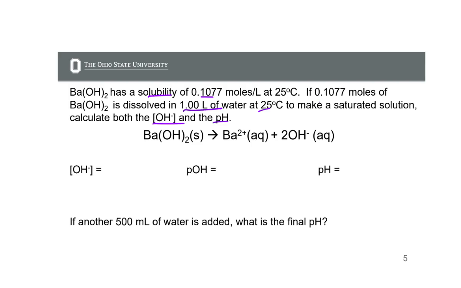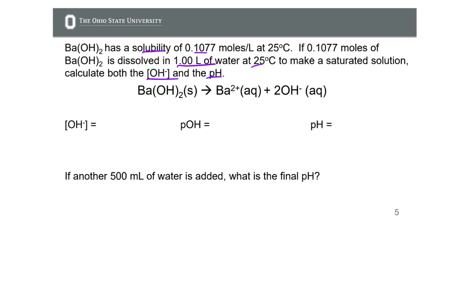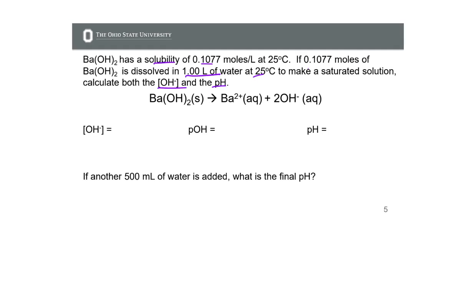Keep in mind when we take barium hydroxide and put it in solution, we form barium 2+ and 2 hydroxide ions. Okay? The stoichiometry matters here. So what I'm going to have you do is work with your neighbor: calculate first the hydroxide ion concentration, then calculate the pOH, and then the pH, and then we'll do them all together. So work with your neighbor.